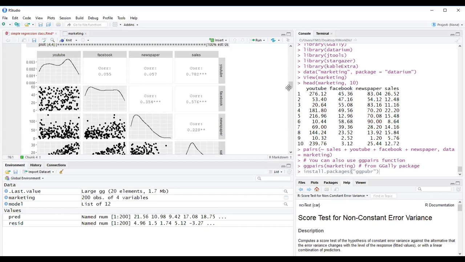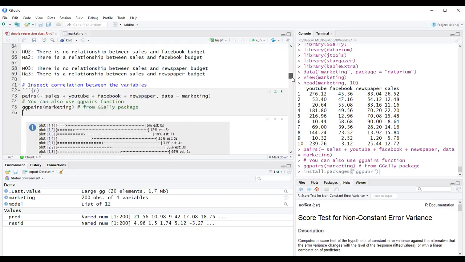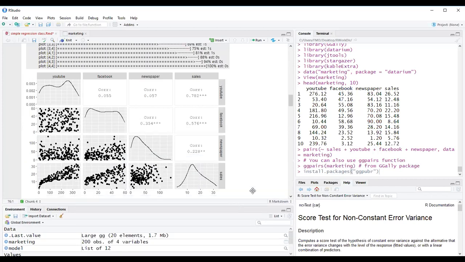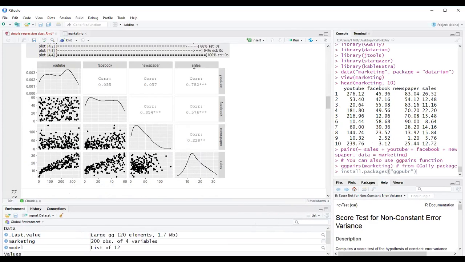So from this ggpairs plot, we see that the correlation measured between sales and YouTube is 0.782, positive. It's indicative of a strong relationship between sales and YouTube, which we said a while ago, guys, is good because we want the relationship between your dependent variable sales and your independent variable, in this case YouTube, to be strong. Also, sales and Facebook is strong, but it's not as strong as YouTube.